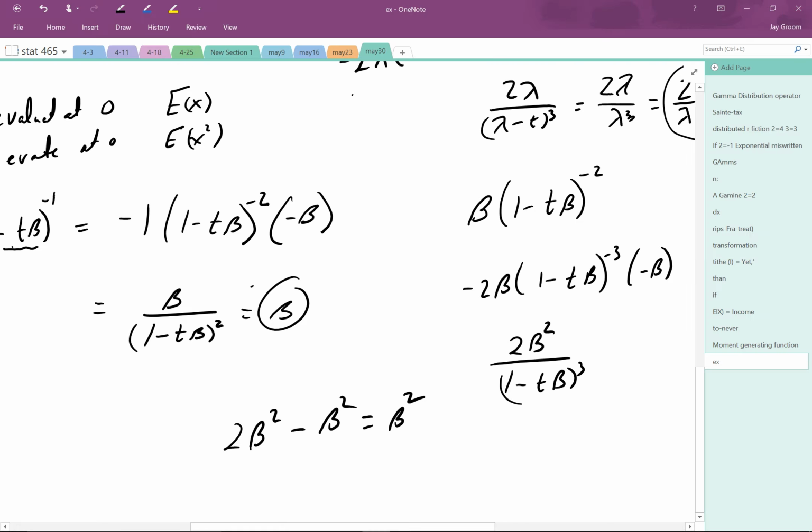Okay? I'm going to go do a couple of the discrete ones first, and then I think we'll come back and take a look at some of those other ones a little bit. Okay? So let's do binomial.